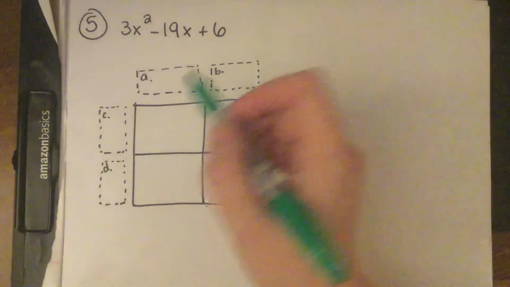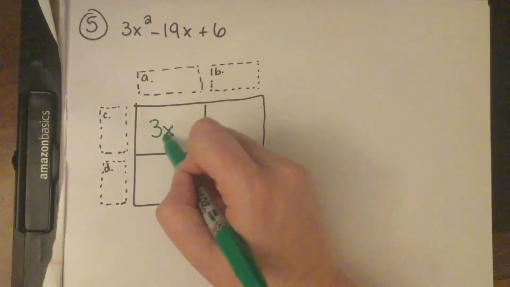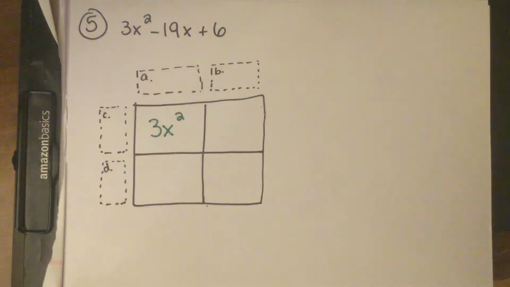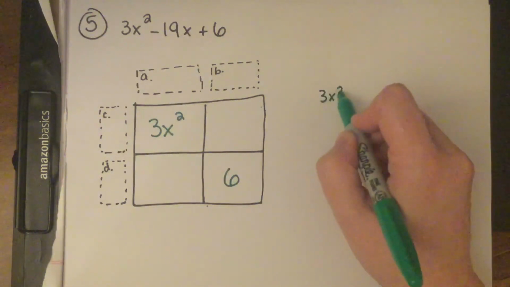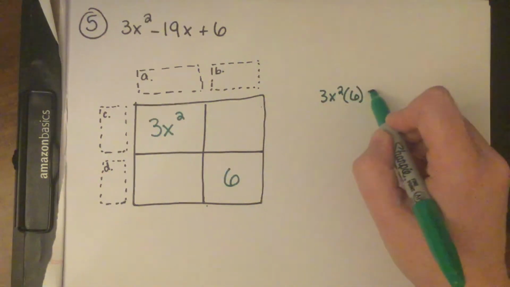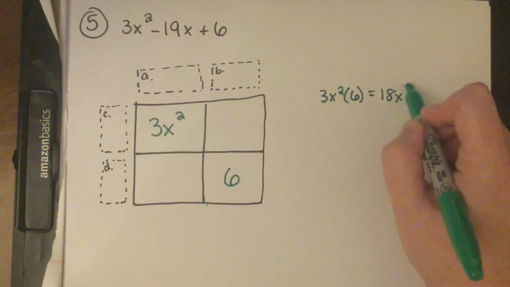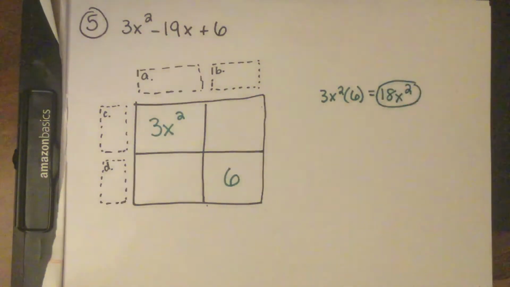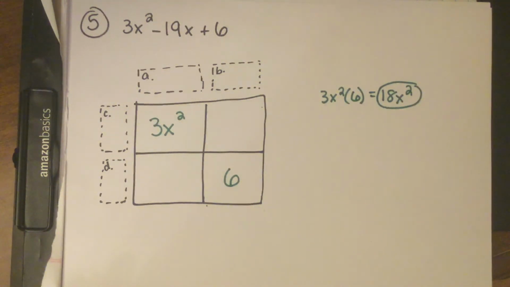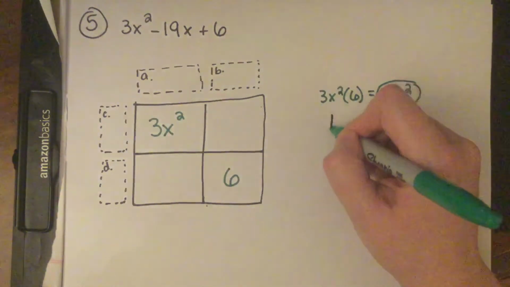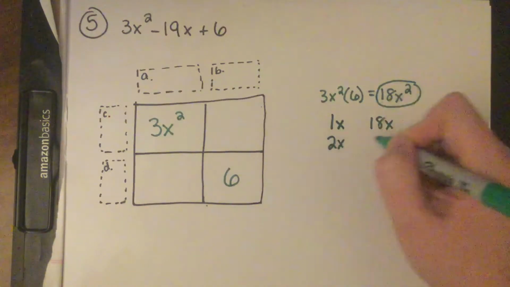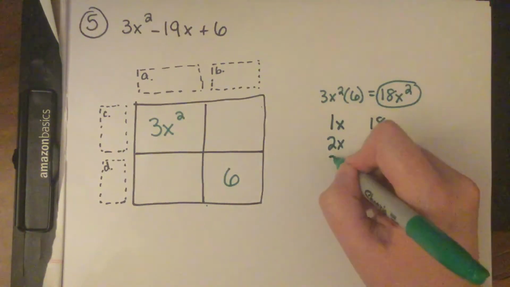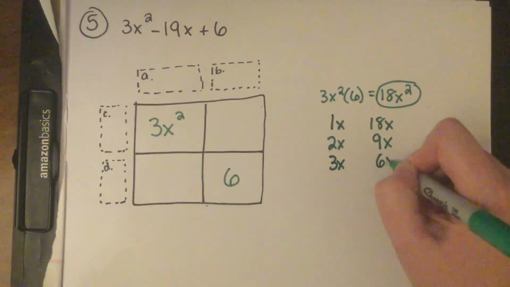All right, so first we have a 3x squared, so that's going to go there. Then our constant term goes in the bottom right, so it's there. Now I got to multiply those together. So 3x squared times 6 is going to give me 18x squared. All right, so now I need all the factors of 18x squared. So that's 1x and 18x, 2x and 9x, 3x and 6x.